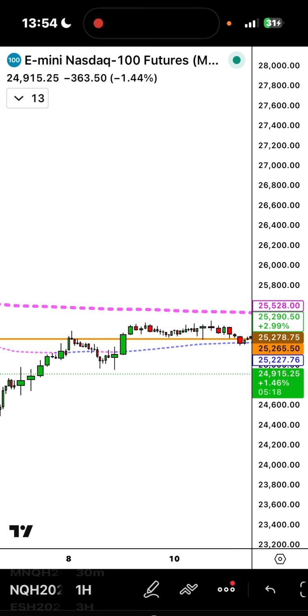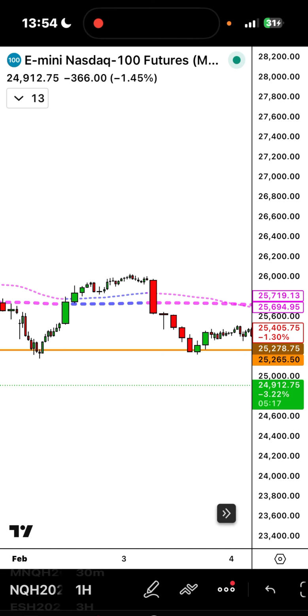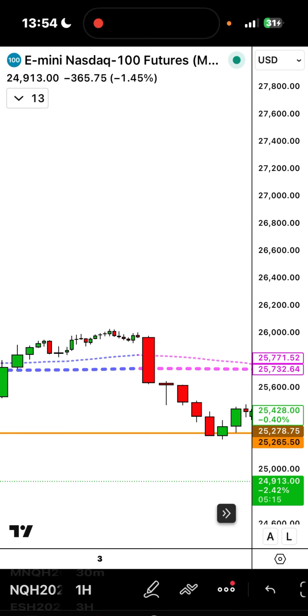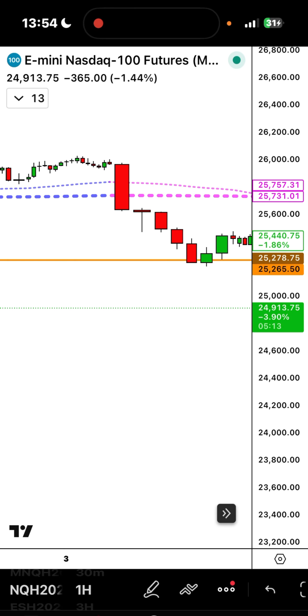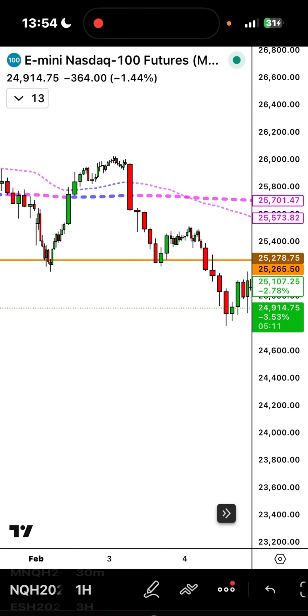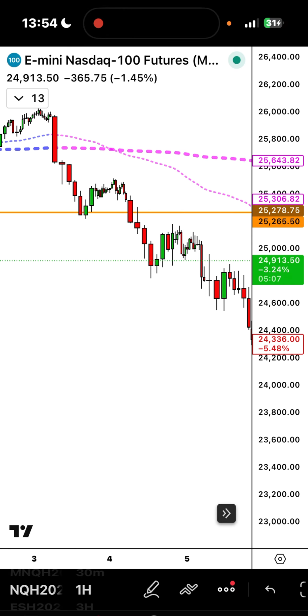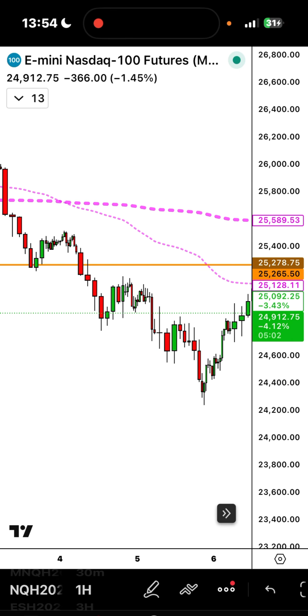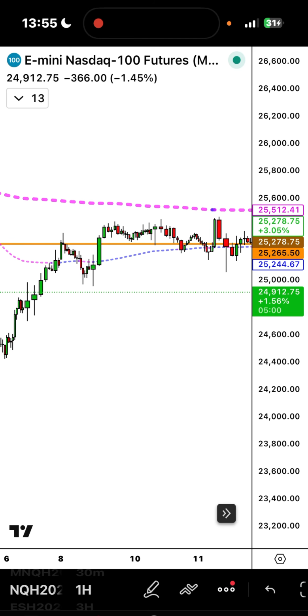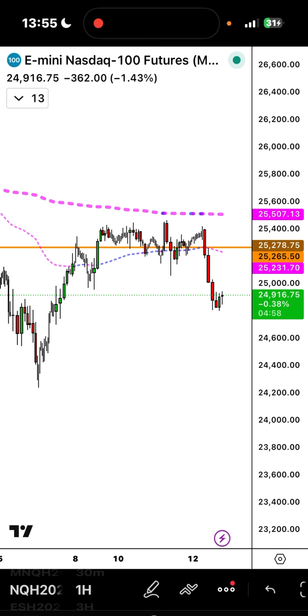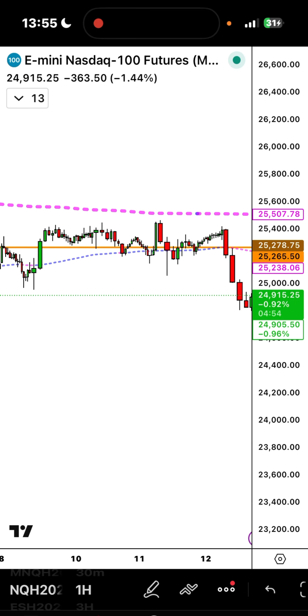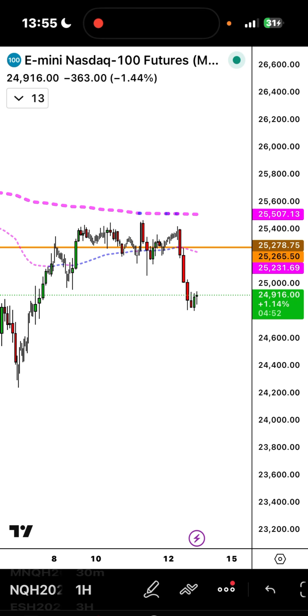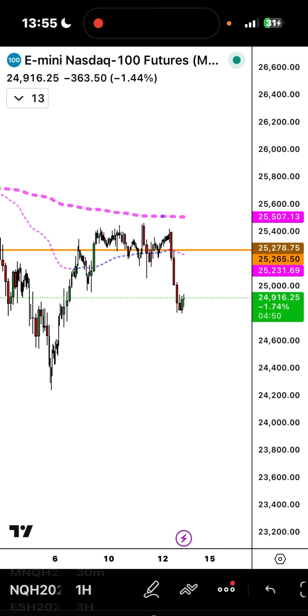Ukiona hii like here for instance, unaona kazi ya hii ni kukuonyesha is the strength watu wanauza ama watu wanunua. So when it is below, you just focus on the sales. When it is above, you focus on the buys. Na hii ndogo hii ikianza kuturn blue na hii bado haijaturn, inakwambia tu labda ina pull back or something.